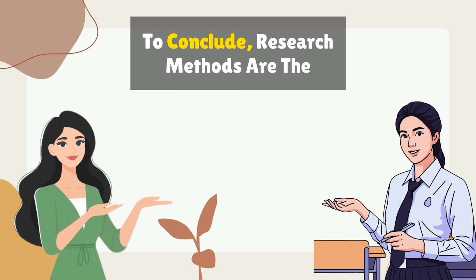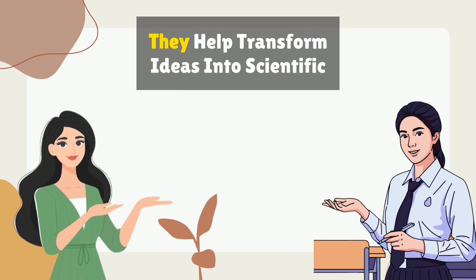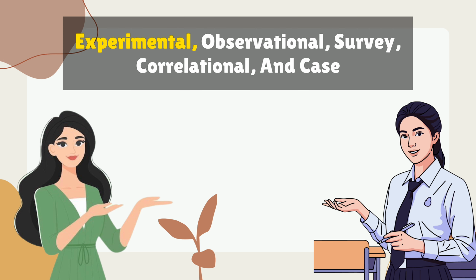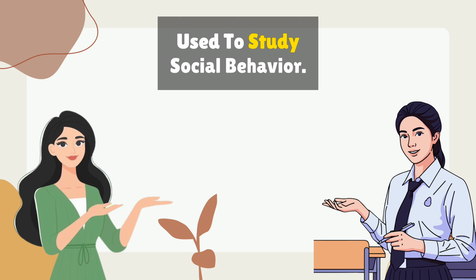Conclusion. To conclude, research methods are the backbone of social psychology. They help transform ideas into scientific knowledge. Experimental, observational, survey, correlational, and case study methods are commonly used to study social behavior.